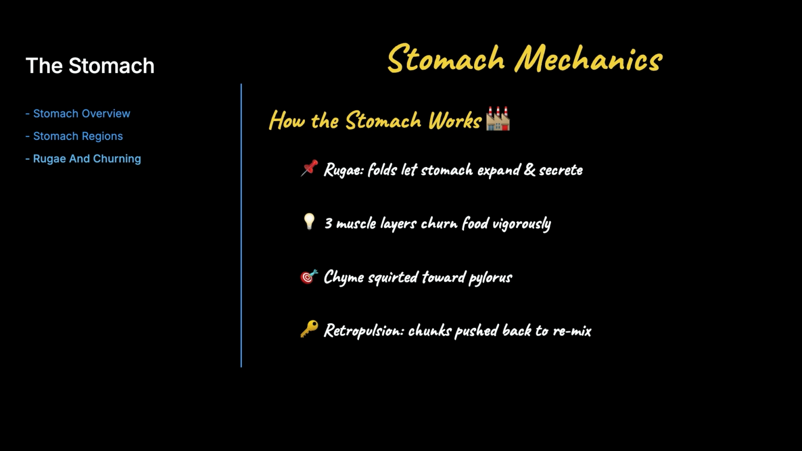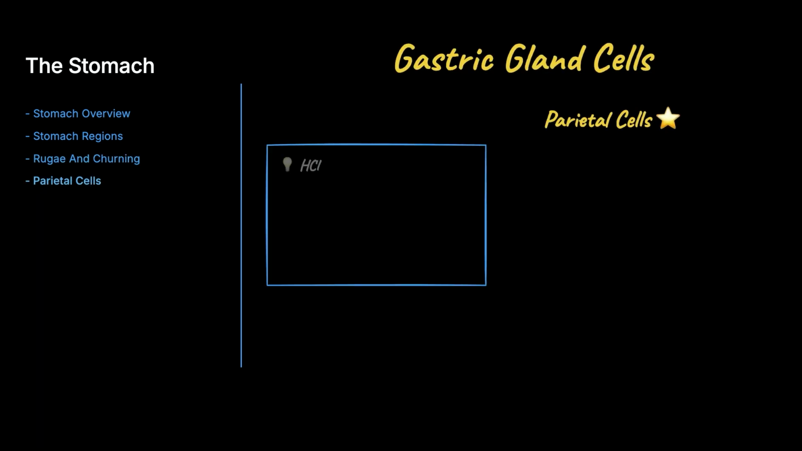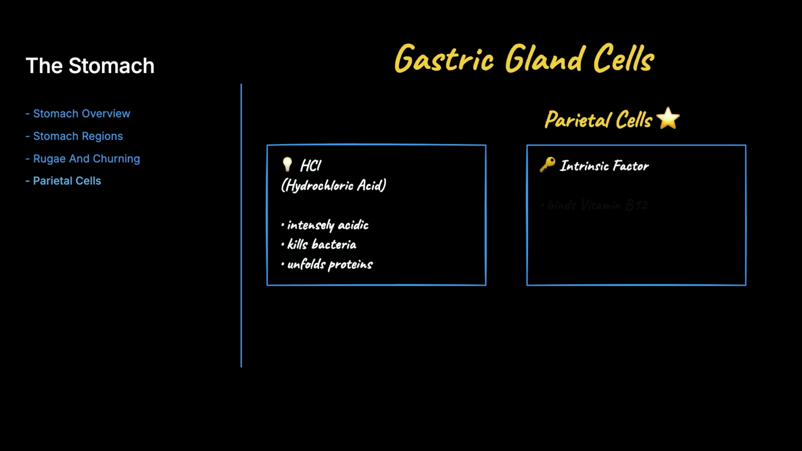These let it expand as you eat and add surface area for secretion. The 3 muscle layers churn vigorously, mixing food with gastric juice. Chyme is squirted toward the pylorus, and anything too chunky is pushed back for more mixing, a process called retropulsion. Tiny pits in the lining lead to gastric glands, and their cells are a top exam topic.